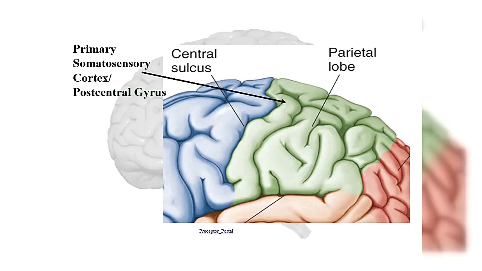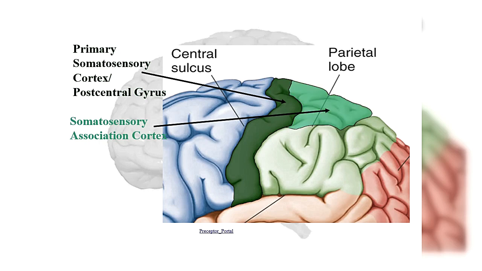Here, we see the primary somatosensory cortex and the sensory association cortex within the parietal lobe. These areas are responsible for receiving and integrating sensory information.